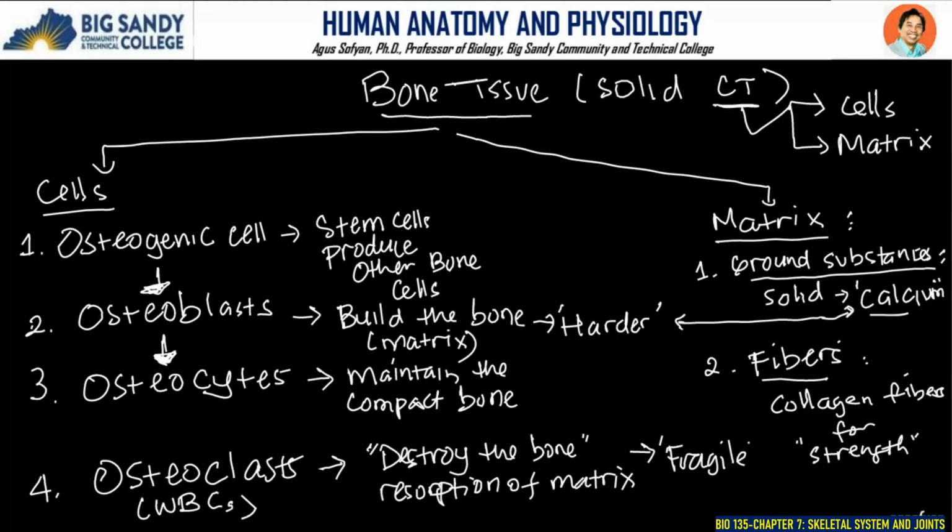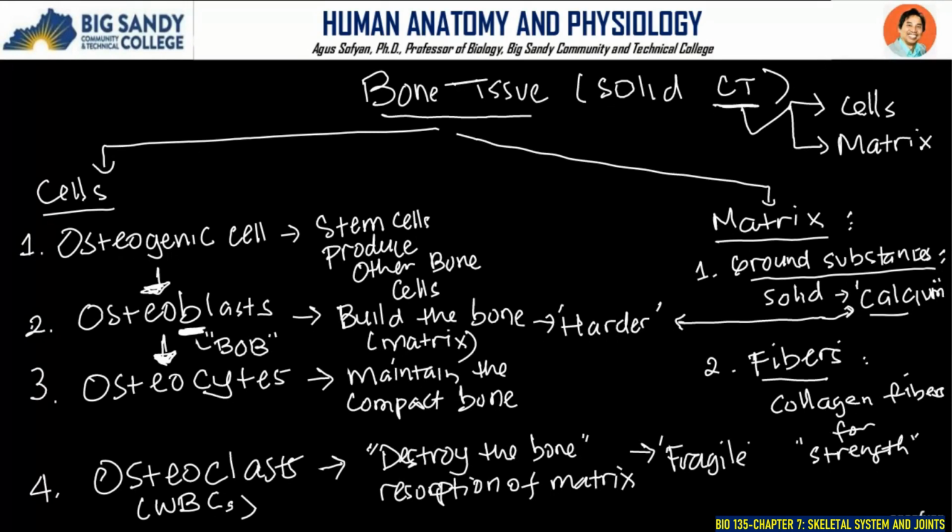So how to remember it? Okay, that's easy. The one that builds the bone starts with B, right? Osteoblast. Just remember Bob. Okay, Bob the Builder. If you watch the children's movie or TV, there is a Bob the Builder. Bob the Builder. Yes, I can. Something like that. Okay. So osteoblast. This is the builder. This is the one that builds the bone, makes the bone become harder and also strong.